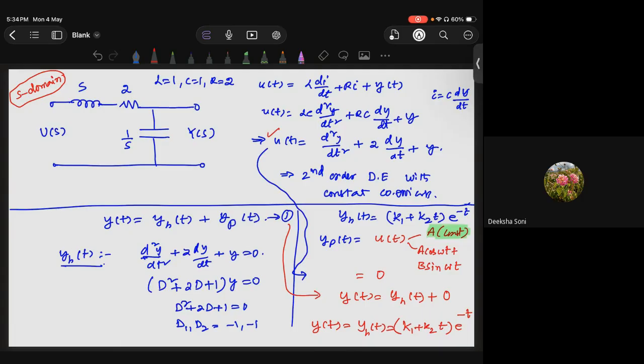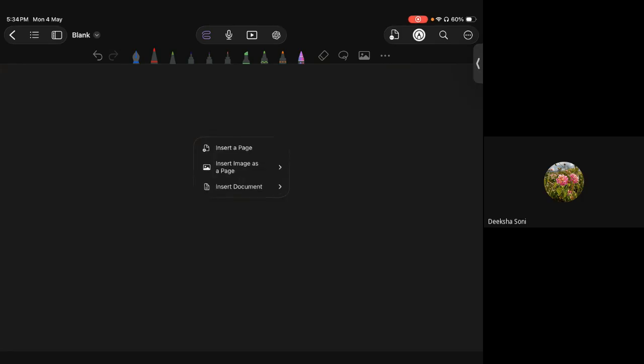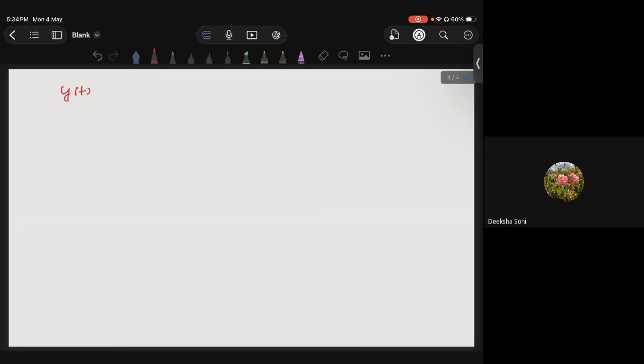Okay, so this is the final equation. Let me write it again. So y of t is equal to k1 plus k2t e power minus t. And now initial conditions are given. What are the initial conditions? Y of t naught is 1 volt, where t naught is 1. Then y dot of t naught is equal to 0 volts.